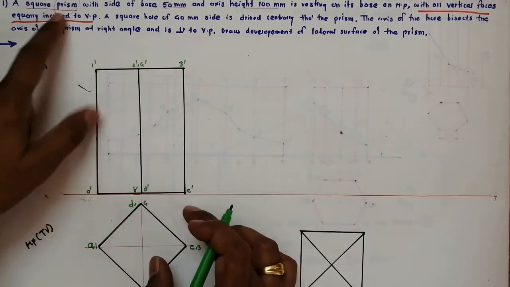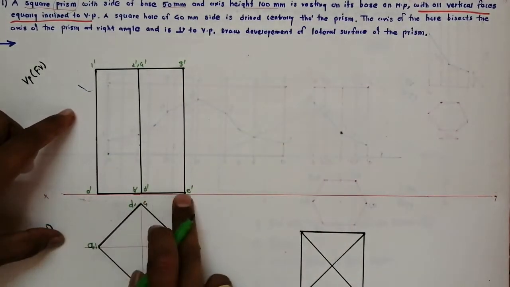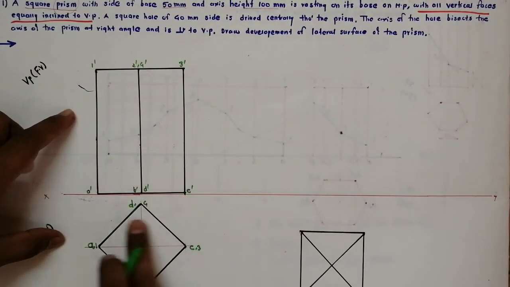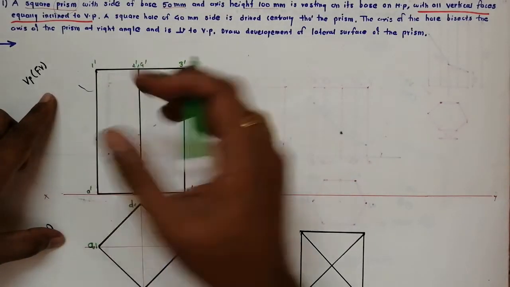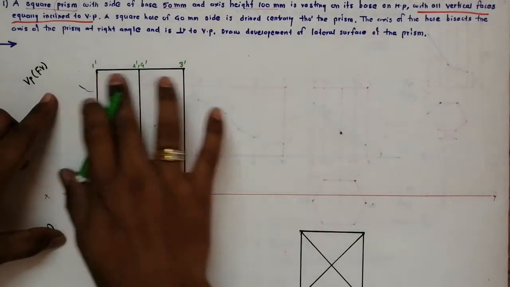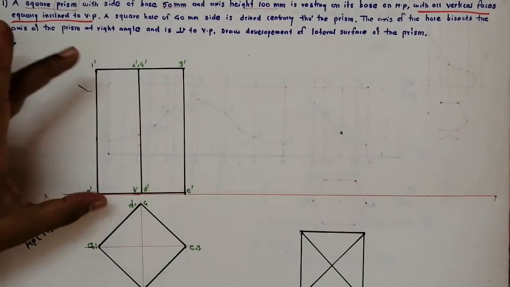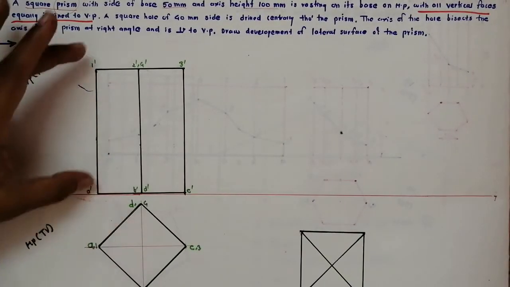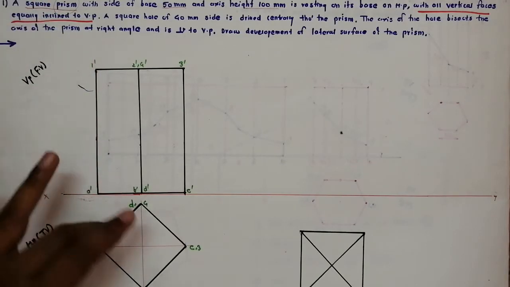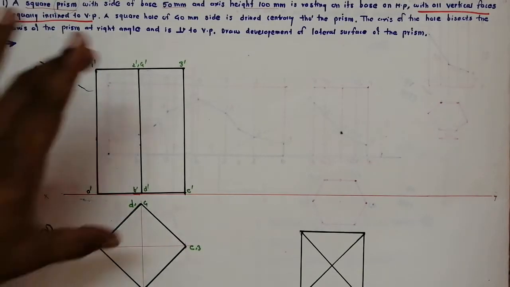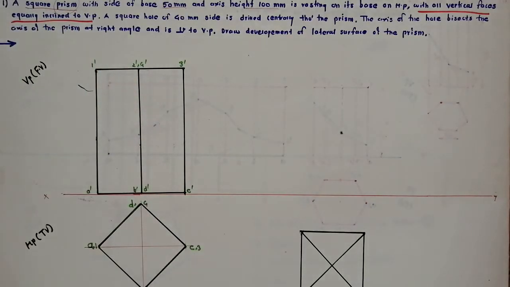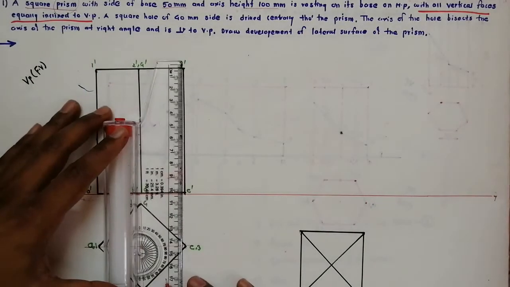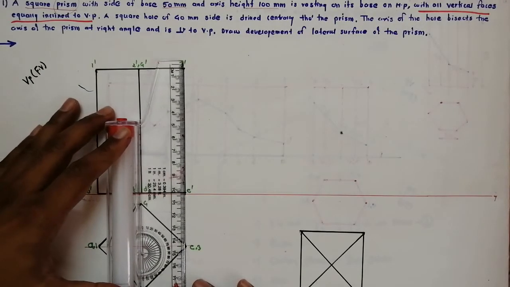Okay, since this is a prism, the front view is a rectangle. The bottom horizontal line represents the bottom square A, B, C, D, and the upper horizontal line represents the top square, that is 1, 2, 3, 4 dash. So this is with dash and this is without dash. The front view is with the dash and the top view is without dash. Now after that, since this is a prism, the method used for the development is parallel line development. So take the parallel line to the axis.